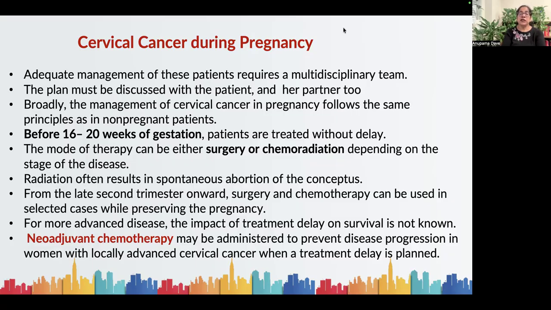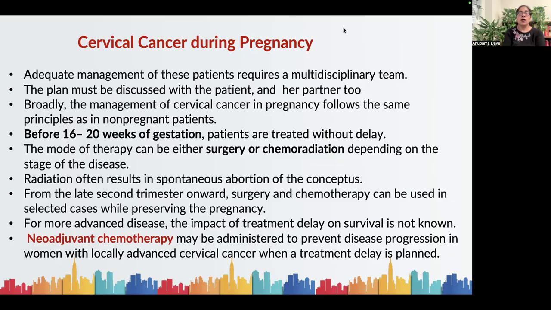If the pregnancy is between 16 to 20 weeks or less than that, patients are treated without delay. The mode of therapy can either be surgery or chemoradiation, depending on the stage of the disease. So you do not have to consider pregnancy, but do immediate treatment. Radiation often results in spontaneous abortion of conceptus if it is being given with the pregnancy in situ.